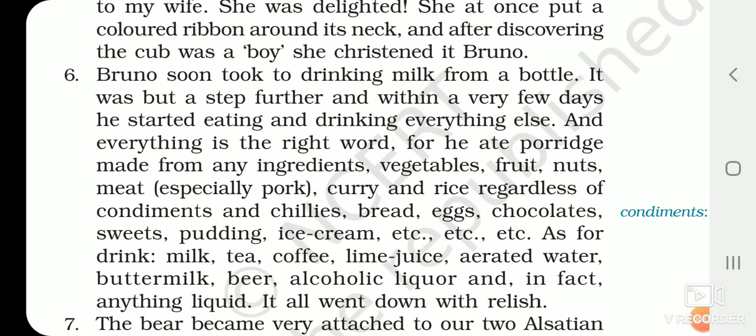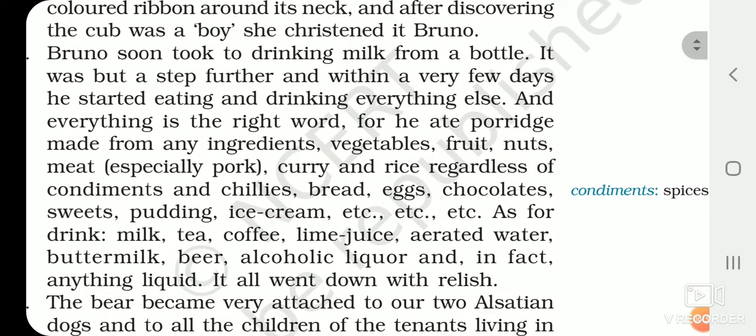within very few days, he started eating and drinking everything else. And everything is the right word, for he ate porridge made from any ingredients. Porridge here means, students, दलिया. Okay, vegetables, fruits, nuts, meat, especially pork, that is the meat of the pig, curry and rice regardless of contaminants and chilies. Now here contaminants means spices.